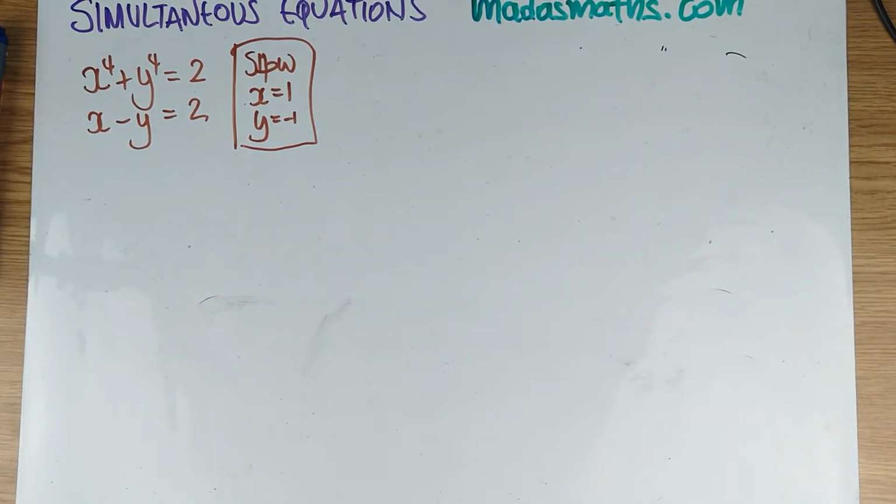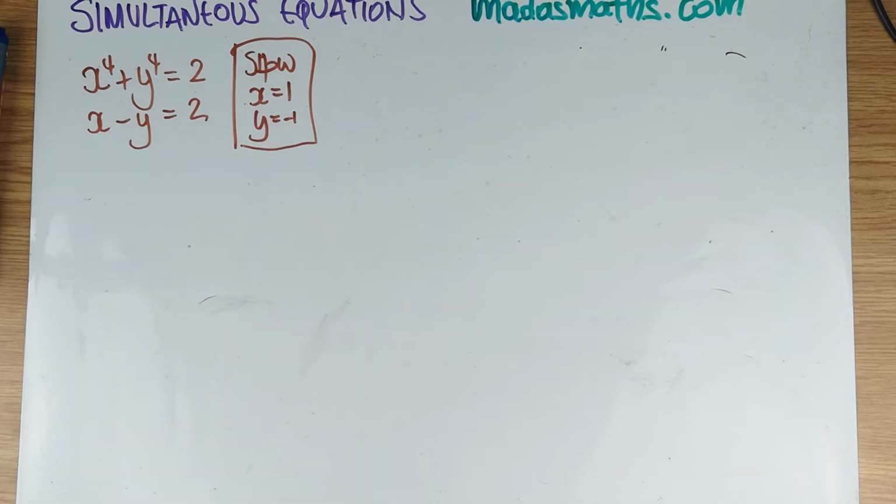Now, the first equation, the quartic, is a symmetric equation. Symmetric means basically that it is symmetric in x and y. So if you swap x's and y's, it makes no difference. It's exactly the same equation.